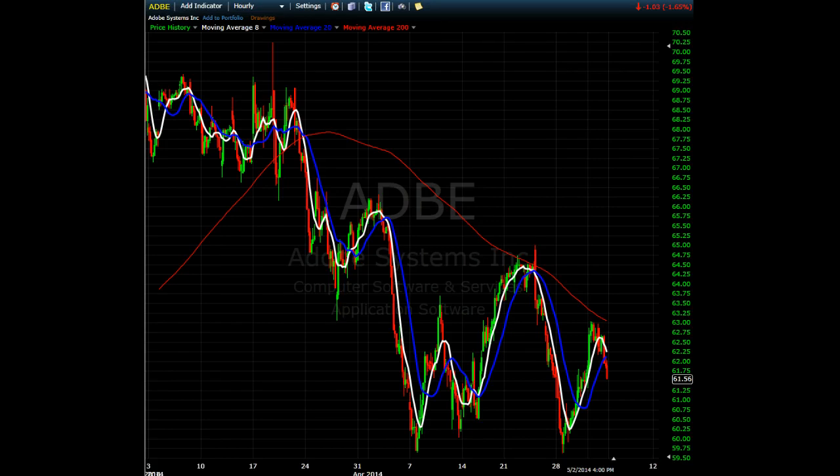What I want to do right now is go through this hourly chart, going back almost 2 months. I'm going to go ahead and draw in support and resistance areas, so areas where the stock has reacted and bounced in the past. And I go back about a month or so.